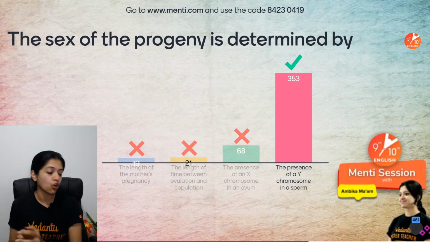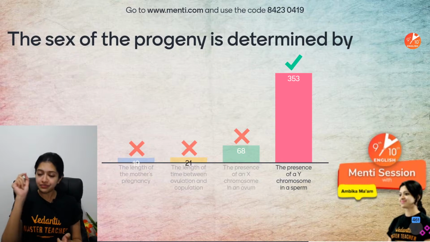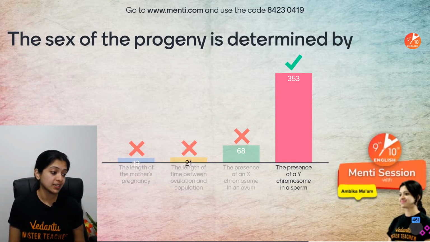The presence of a Y chromosome in a sperm is what makes the difference. Exactly. If an X carrying sperm fertilizes the egg, it's a girl. If a Y carrying sperm fertilizes the egg, then it's a boy, right?